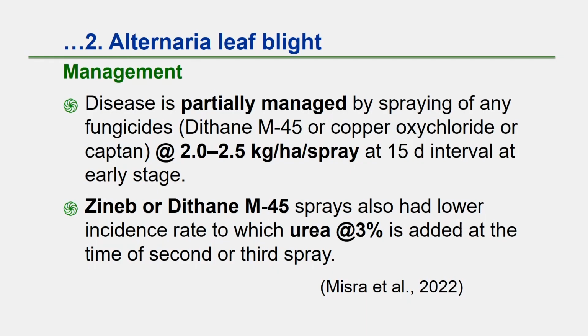Now, how to manage or control Alternaria leaf blight? The disease is partially managed by spraying of any fungicide, maybe Dithane M-45 or copper oxychloride or Captan at the rate of 2 to 2.5 kg per hectare per spray at 15 days interval at early stage. Another fungicide is Zineb or Dithane M-45. It can be sprayed and it can be combined with urea at the rate of 3% for spraying. So, what happens here? There will be convenience in spraying.